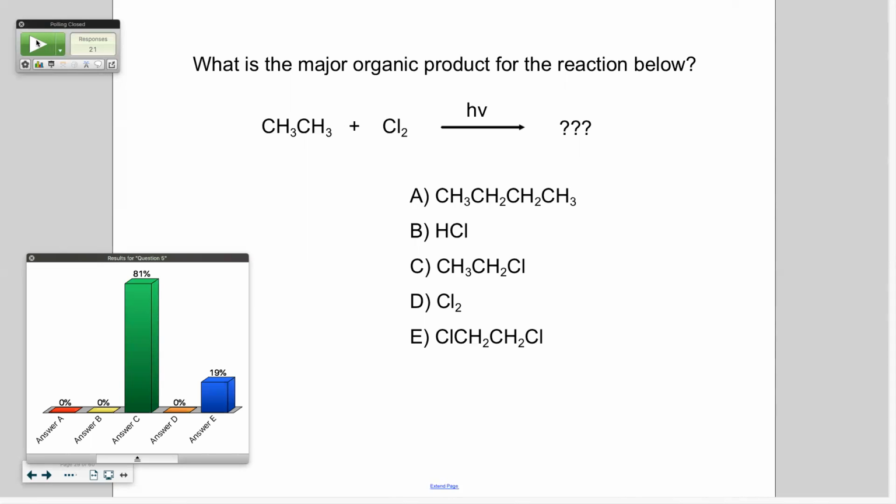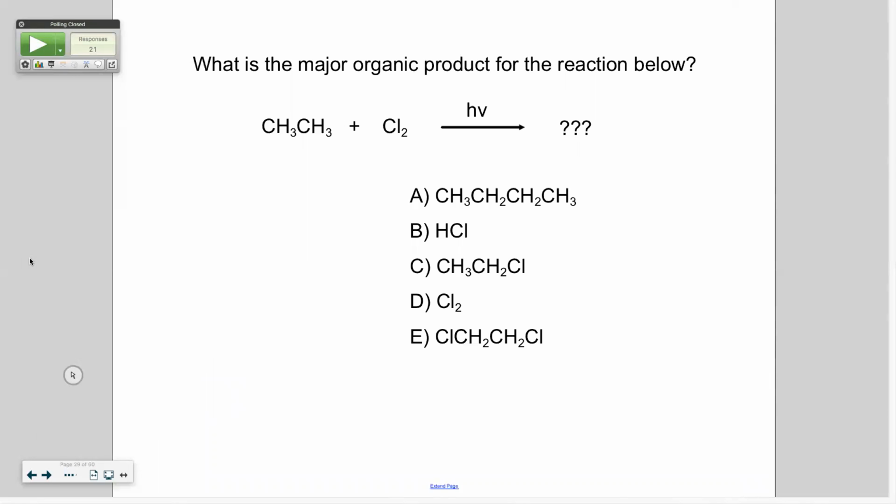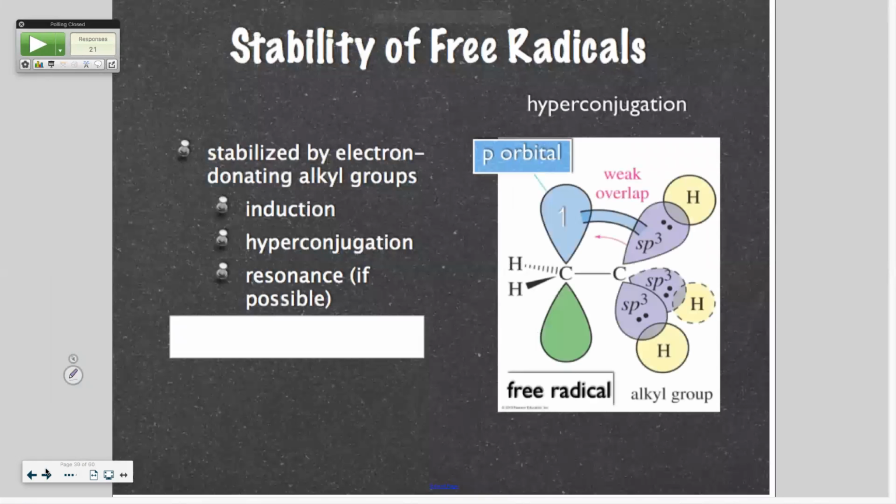Yep, it's C. What does the reaction do? It substitutes a chlorine for a hydrogen. Do you see that all 6 of those hydrogens are the same? It wouldn't matter which one. So if you wrote Cl, CH2, CH3, that's the same thing as that. This is one. So we are substituting a chlorine for a hydrogen. Now I know we got more.